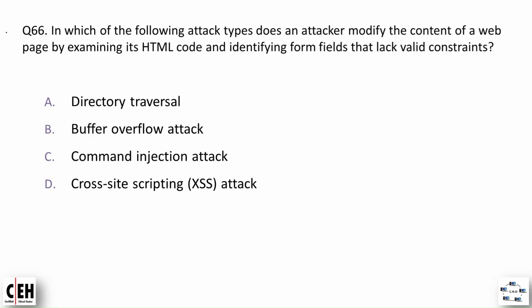Question number 66. In which of the following attack types does an attacker modify the content of a web page by examining its HTML code and identifying form fields that lack valid constraints? Option A, directory traversal. Option B, buffer overflow attack. Option C, command injection attack. And option D, cross-site scripting attack. And the correct option is option D, cross-site scripting attack.